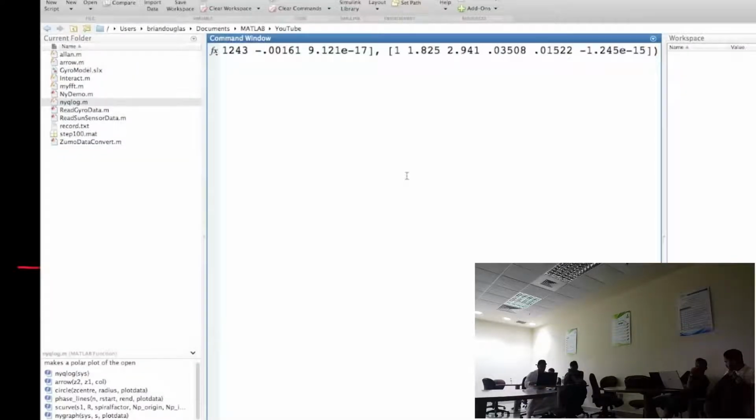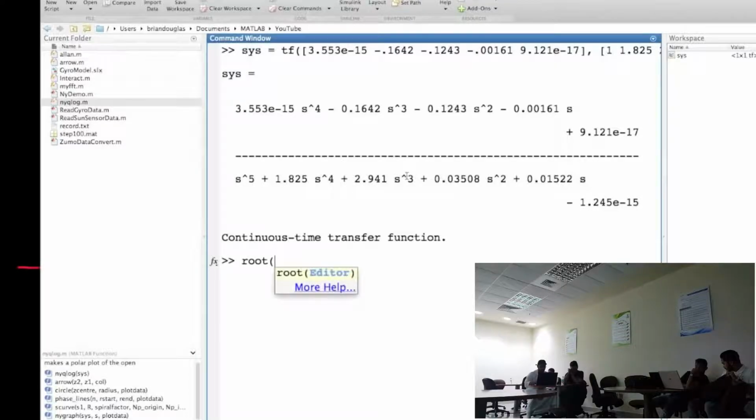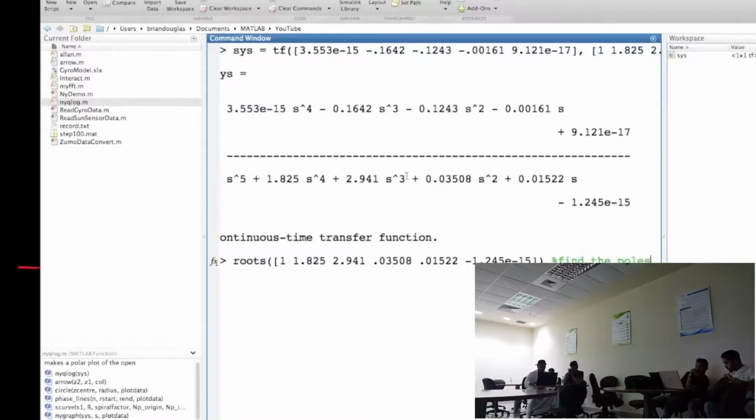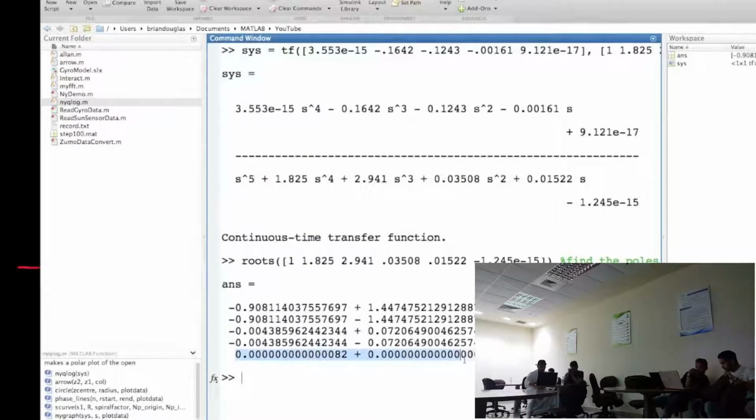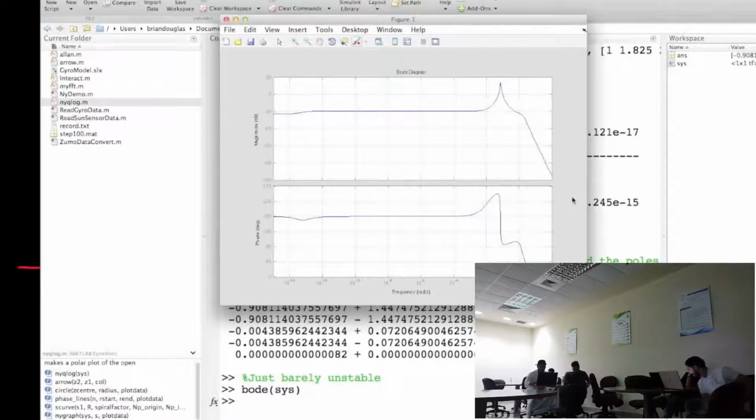But I can use MATLAB to see where the open loop poles are for this system, and that's by finding the roots of the characteristic equation. And you can see that there's one just barely in the right half plane like we suspected, so the open loop system is unstable. Let me first plot the Bode plot of this system and see what closed loop stability information we can get from it.